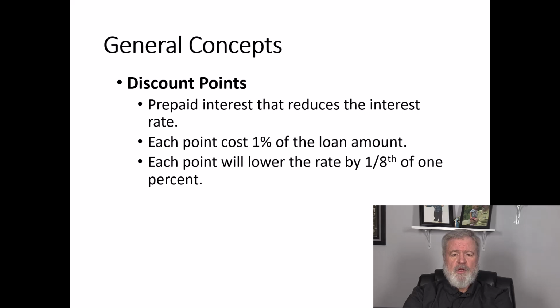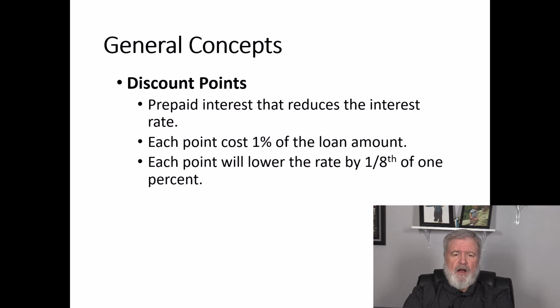All right. So we know how much they cost. Well, how much will each point lower my interest rate? And you see here, it will lower your rate by 1/8 of 1%. Each point will lower the interest rate by 1/8 of 1%. So obviously, if you bought 2 points, then that would drop your interest rate by 1/4. And that's how that works. But you do need to know how much they cost and how much each point will lower the interest rate.